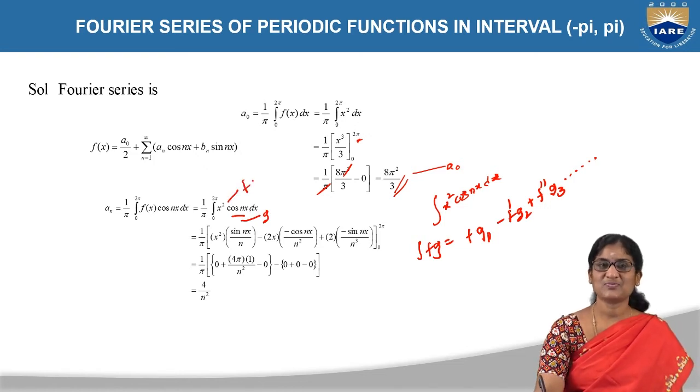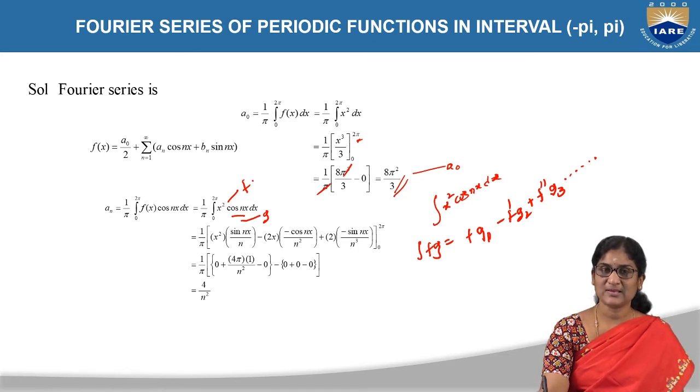and x square we refer to as f. Vice versa we can't do, because if you interchange it and assume that x square is equal to g and cos nx is equal to f, then the integration goes on up till infinity. We can't do that. So always, from the product, we should take as f the function which has limited derivatives, so that the integral can be done within 2 or 3 steps.